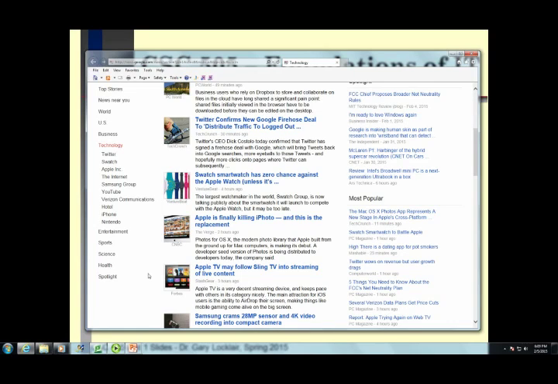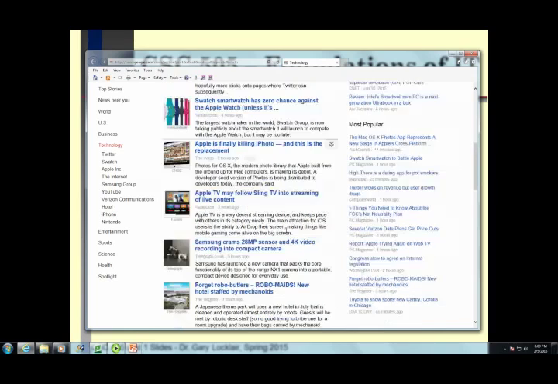So Apple, like many tech companies, is all about what's next, right? If you have a 2-generation-old phone like I do, well, they don't give a rip about you, right? They're just concerned about what comes next. Okay, so what do we got here? Swatch smartwatch has a 0 chance against the Apple Watch. Okay. Apple is finally killing iPhoto. Oh boy, I can hardly wait for the replacement.